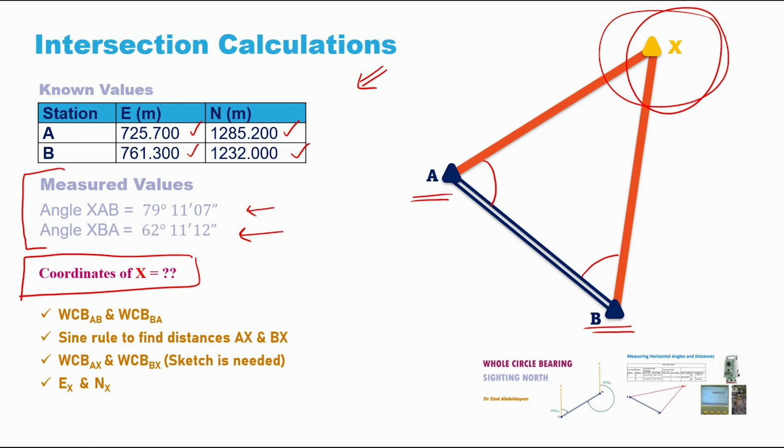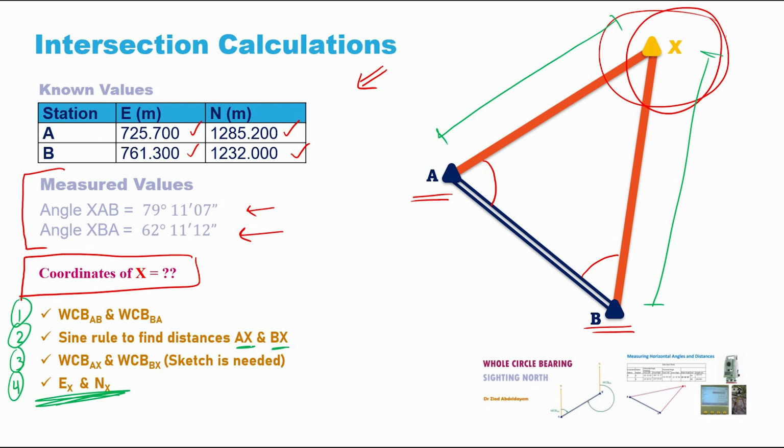So I summarized the whole process, guys, in four main stages. The first stage is we need to calculate the whole circle bearing of AB and the whole circle bearing of BA. After that, we are going to apply the sine rule to calculate distances XA and XB. We need to calculate these using the sine rule. After that, we are going to calculate the whole circle bearing of AX and the whole circle bearing of BX. And finally, we are going to calculate the final coordinates of the unknown station X, and this is our aim. So let's get started with the calculations.